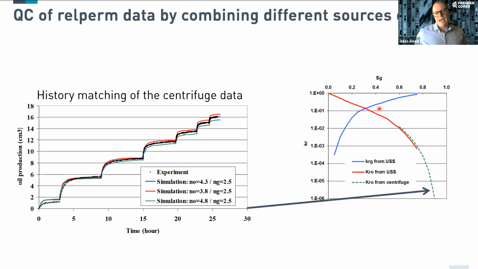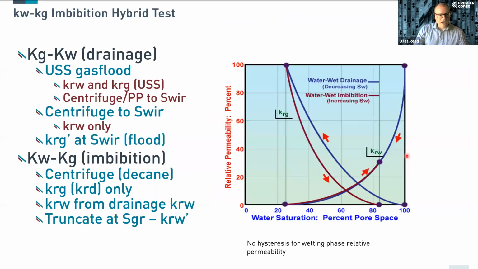Also, you want to check different sources of data. So relative permeability from, say, unsteady state from drainage process. We can get unsteady state drainage gas water, but it's impossible to get unsteady state imbibition water gas. But you could then look at doing centrifuge tests of the water curve as well, and check whether they align. Or we can do the hybrid test.